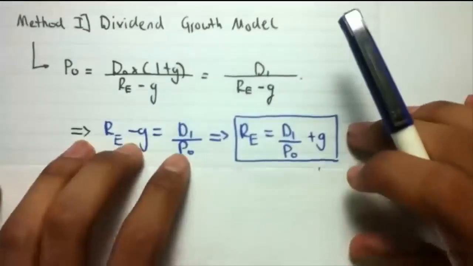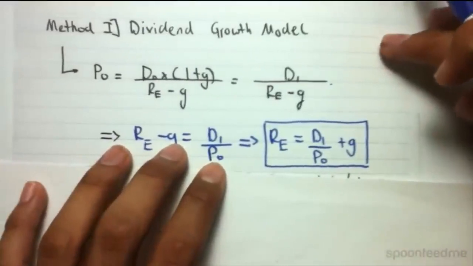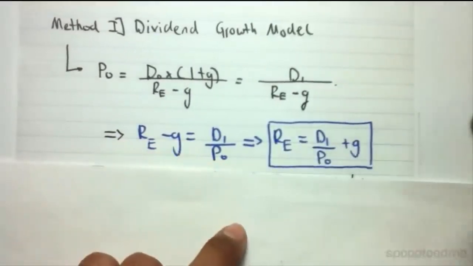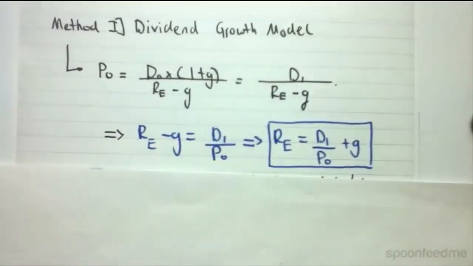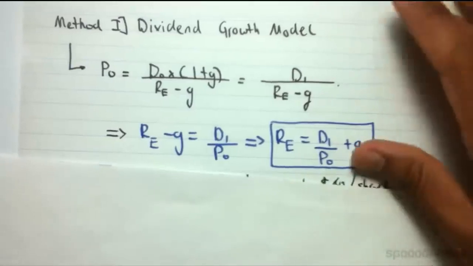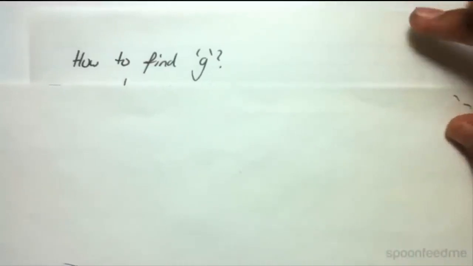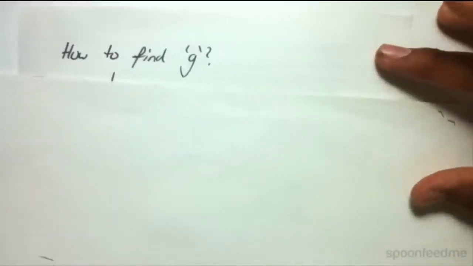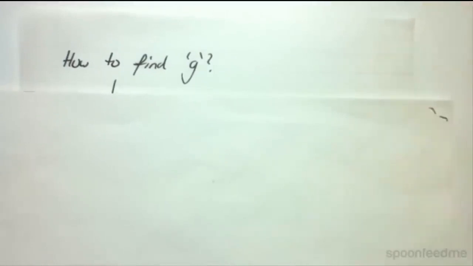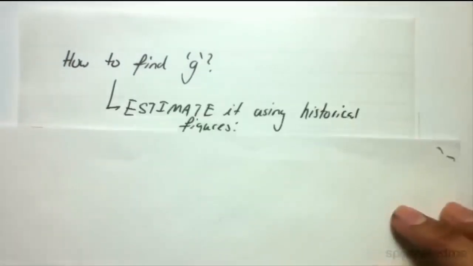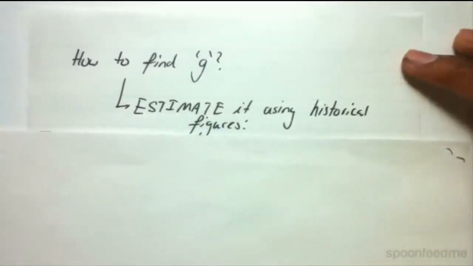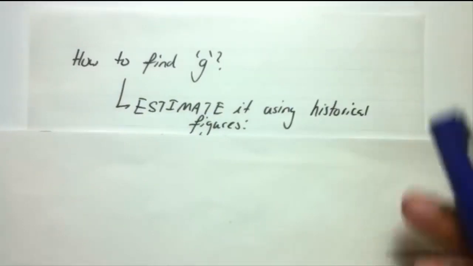Let's look back at this formula. We have that RE is equal to this, right? And so I need three things. More or less D1 or D0, the price of the share, and G. D1 or D0 and the price of the share are relatively easy to find. But G, on the other hand, estimating G can be a bit more difficult. Why? Well, we'll have to estimate it using historical figures.